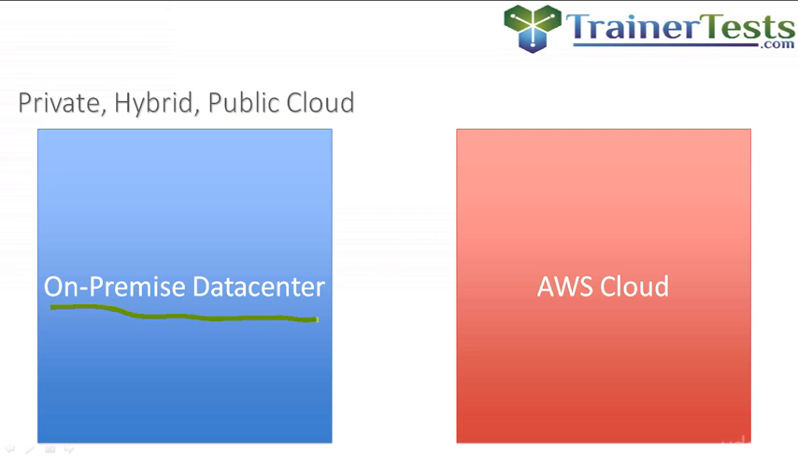This is an environment in which you've got your own physical servers, you've got your own storage systems and networking systems, and everything is physically located on-premise in your own data center. And then, of course, we've got the cloud model as well.